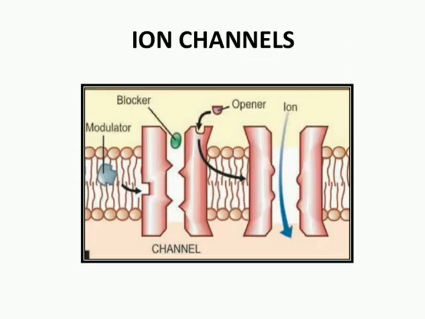Now, the second type is your ion channel. In this particular image, you can see there are two molecules, one your blockers and the other your openers. So when openers combine with your ion channel, the ion channel opens and ions can easily move from one area to the other across the ion channel. When blockers bind to the ion channel, it blocks the movement of ions.